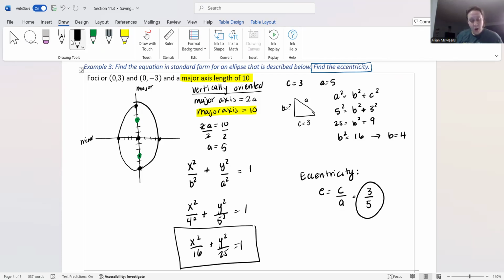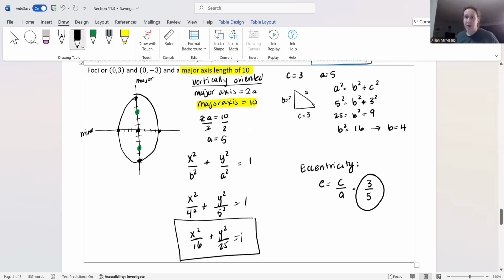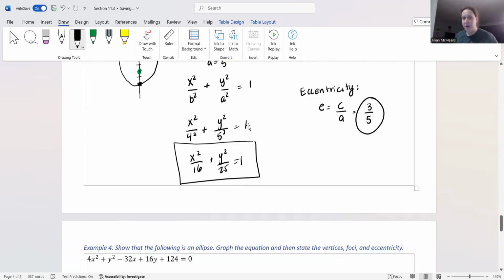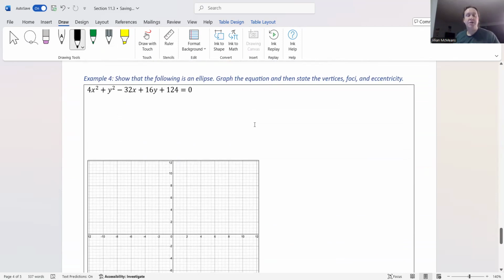All right, one more example. And the next one, I will tell you, it is a doozy. So brace yourself, really put on your algebra brain, okay, because you're going to need it here. All right, so for example 4, it says, show that the following is an ellipse. Graph the equation and then state the vertices, the foci, and the eccentricity, okay? So we got a lot going on here. And looking at this gigantic mess of an equation, you're like, ellipse, what, where, how? Well, it is, and we're going to figure out how to prove it, okay?